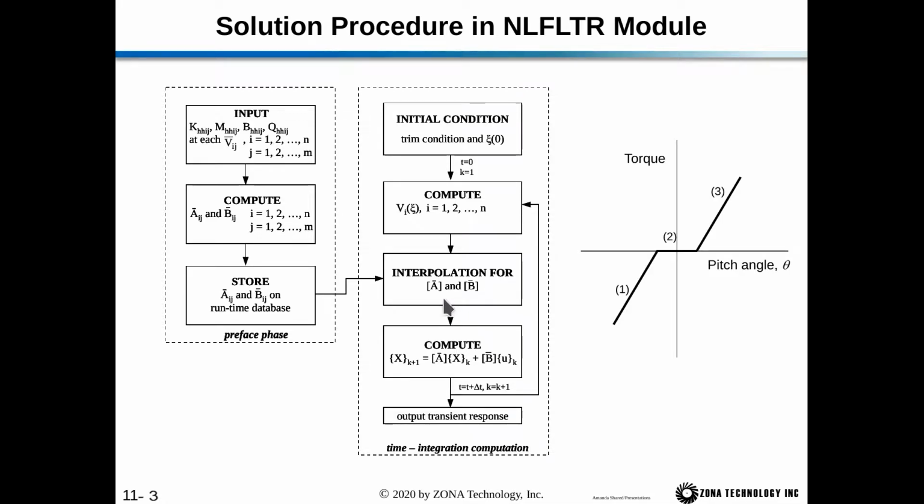Now with the computed A bar and B bar, we can compute our states at the next time step. So xk plus 1 is A bar times xk plus B bar uk. We then increment t by delta t, the time step, and increment k by 1. We move to the next time step and go back and compute our nonlinear parameters again for the next time step, and go through. Meanwhile, at every time step, we output the transient response based on our states x.